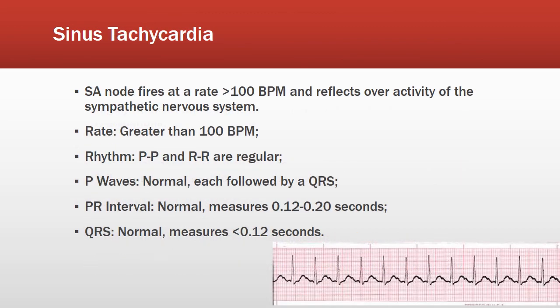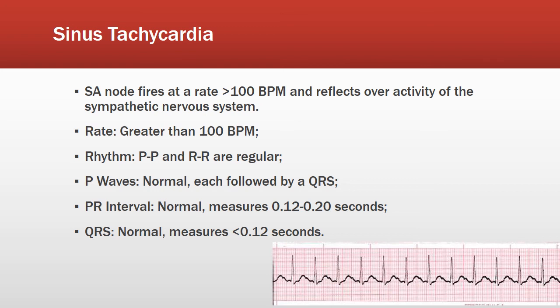Sinus tachycardia. The SA node discharges impulses regularly at a rate faster than 100 beats per minute. This acceleration in the heart rate often reflects overactivity of the sympathetic nervous system or decreased vagal tone and release of catecholamines in response to any form of stress, and this can be found in all age groups.